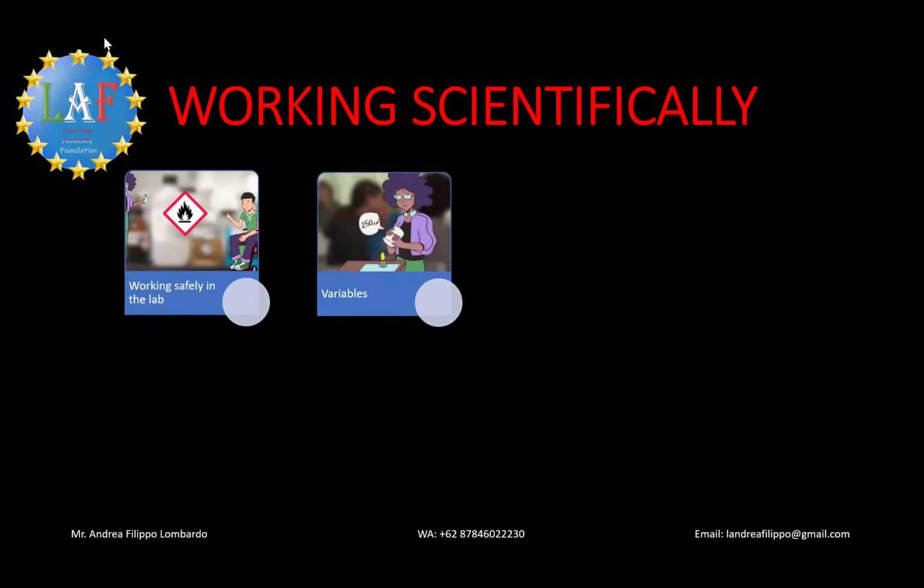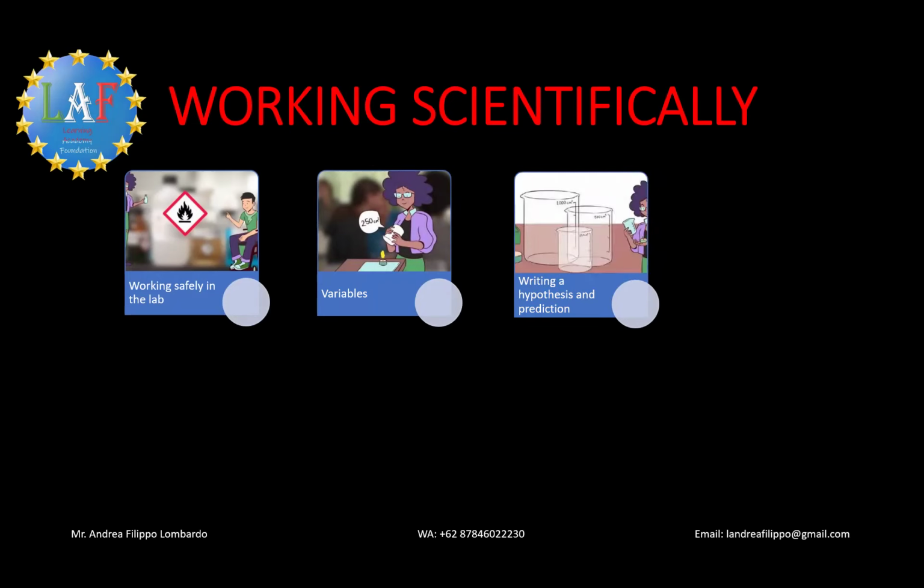They will find out why variables are important in an experiment, including control variables, independent and dependent variables. They will see that a hypothesis is an idea about how something works that can be tested using experiments. So a prediction says what will happen if the hypothesis is correct.